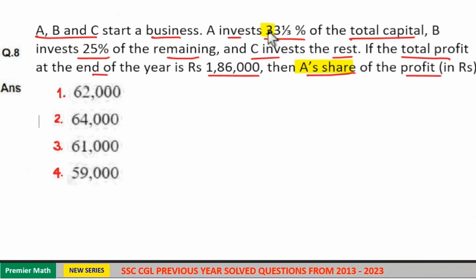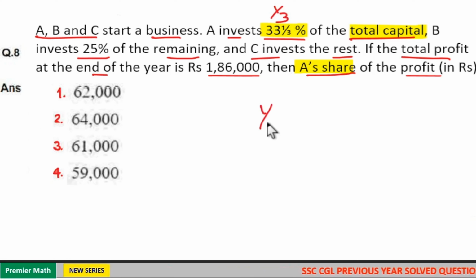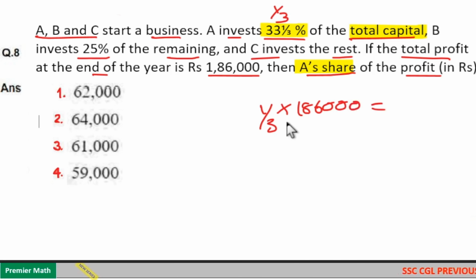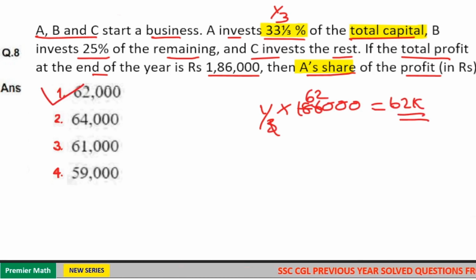And A invests 33 and 1/3% of the total capital means, here 33 and 1/3% means 1/3 is the fraction. So A's share is equal to 1/3 of total profit 1,86,000, which is equal to 3 goes 6 times in 18, 3 goes 2 times in 6. So 62,000. Option 1 is your answer.